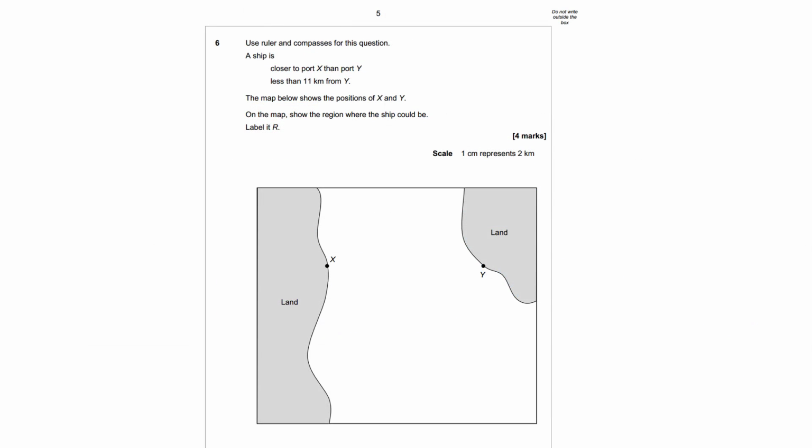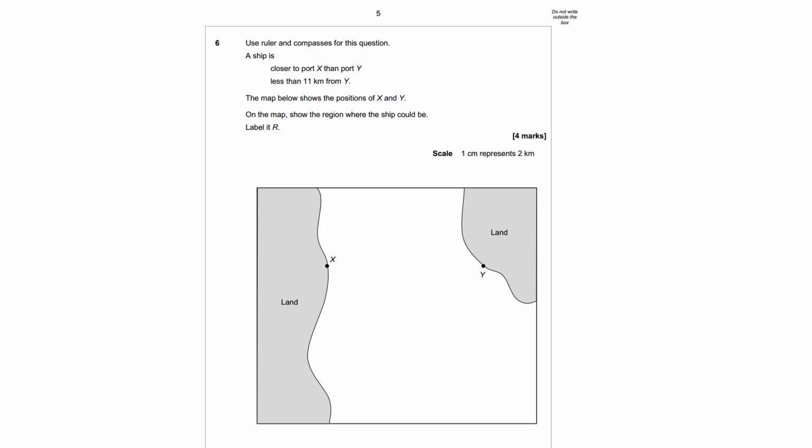2649.79. Question 6. Use a ruler and compasses for this question. A ship is closer to port X than port Y, less than 11 kilometers from Y. The map shows the position of X and Y. On the map, show the region where the ship could be. Label it R. So we're going to have to use our knowledge of loci of various points, along with our compass skills, to work out what the answer is.